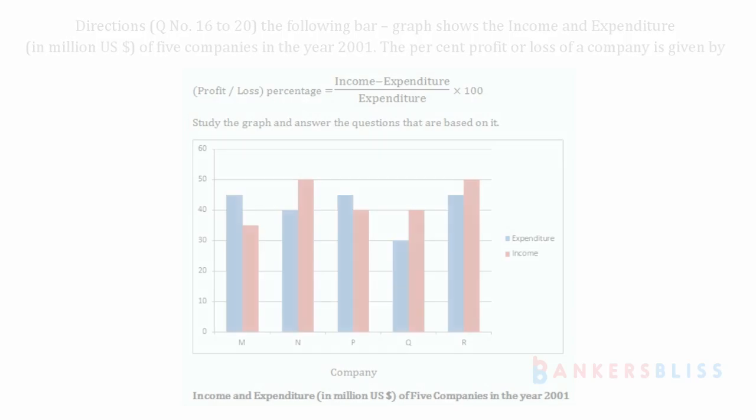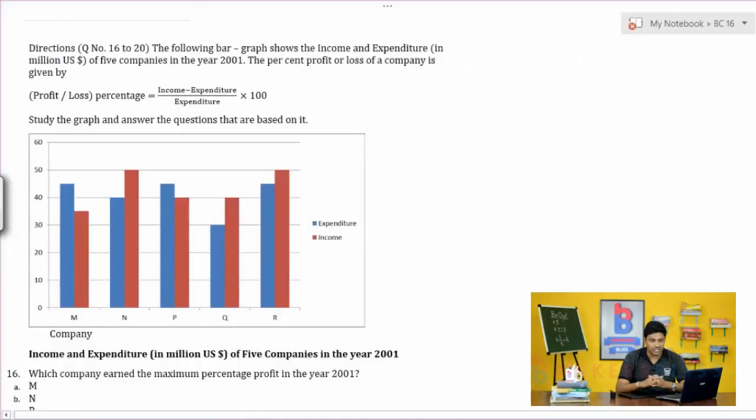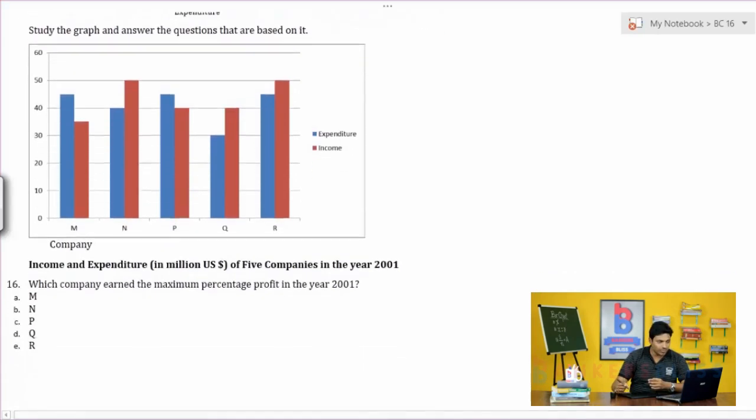Okay. So, now problem number 16, which company earned the maximum percentage profit in the year 2001? So, they are asking us to calculate the maximum percentage of profit. Okay, so profit percentage we have to calculate. When will we get the profit percentage? When we get profit, then only we will get the profit percentage.